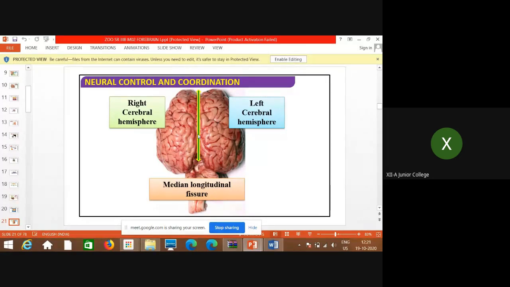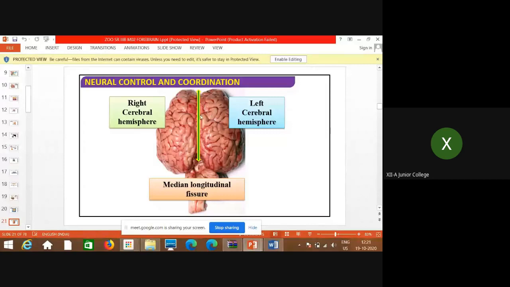Fissure means that depression part, the depressed part. So this fissure, the median longitudinal fissure, is present, and because of this, the cerebrum is divided into two parts: the right cerebral hemisphere and the left cerebral hemisphere. Hemi means half, and sphere is a sphere, so half sphere. It is not a complete sphere; the entire structure is divided into two parts, right and left.